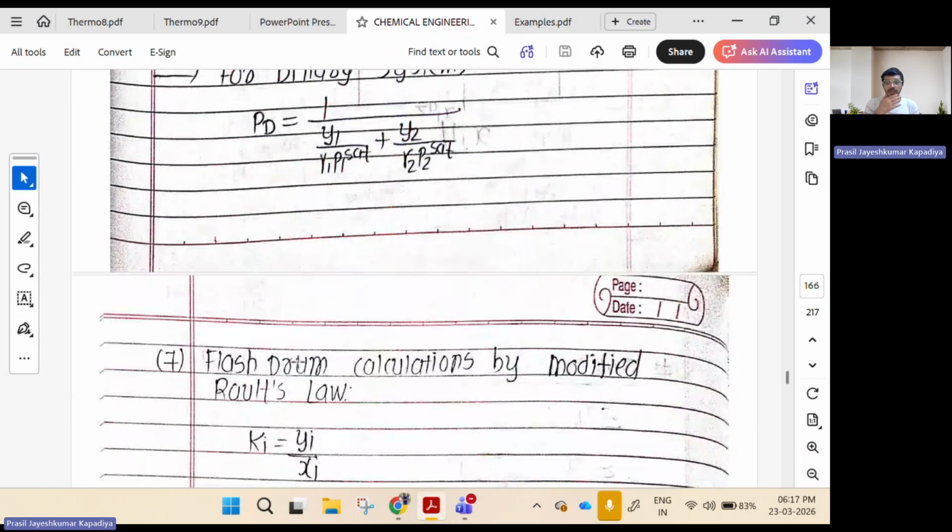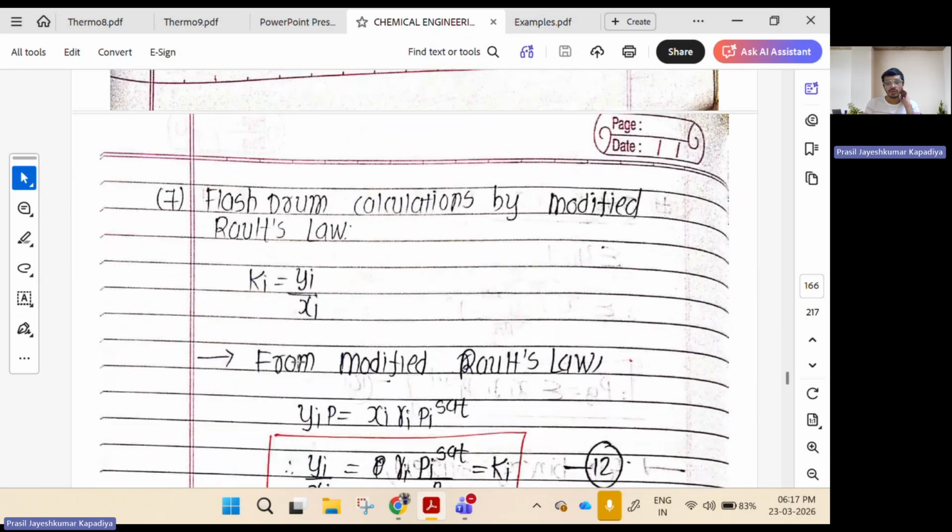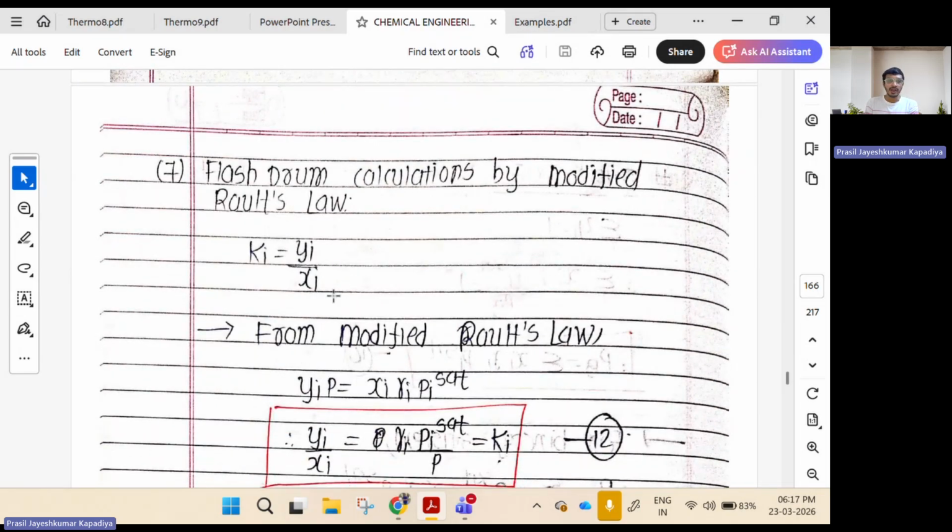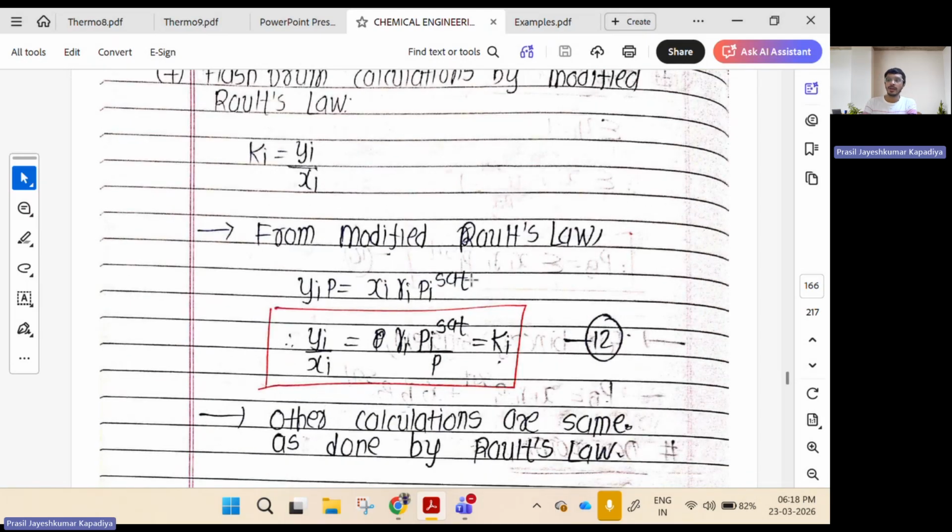Now further, let's look at the flash calculations that I just showed you. K is always going to be Yi by Xi, describing how a component is partitioned between the vapor phase and the liquid phase. A similar term, partition coefficient, is also used in liquid extraction, where we have extract and raffinate, and we say how the solute is partitioned between the solvent-rich phase and the actual original solution. So this is a similar term, Ki is equal to Yi by Xi. And our modified Raoult's law is Yi into P is equal to Xi gamma I pi set.